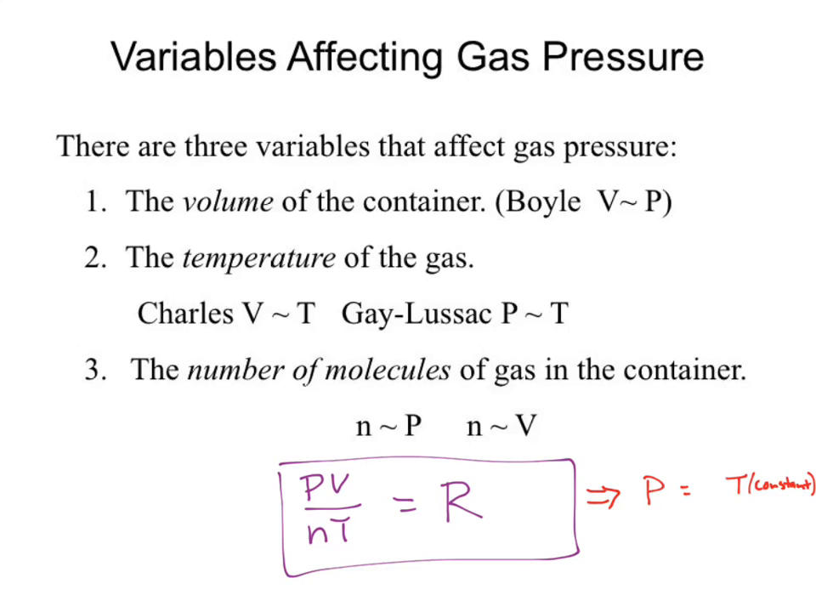So our gas constant is this letter R. What units might we expect for that gas constant?